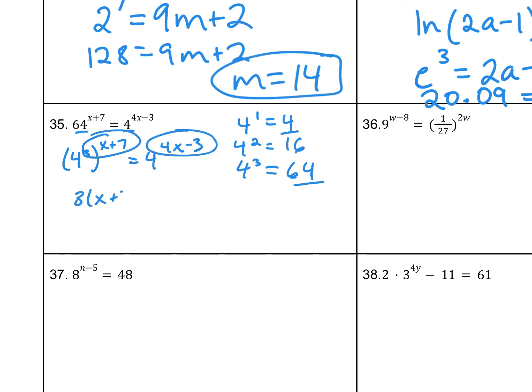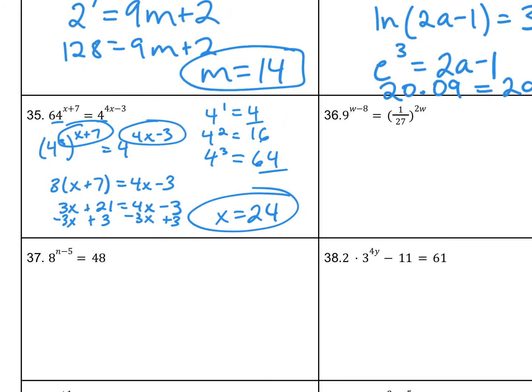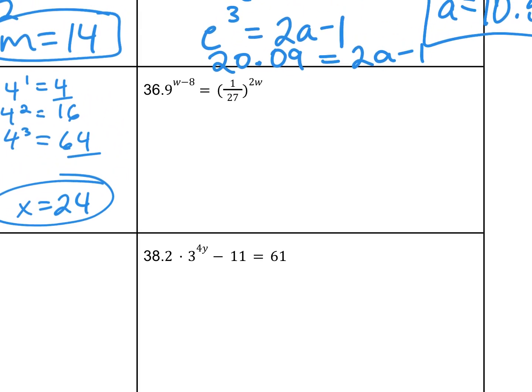So I got 3 times x plus 7 equals 4x minus 3. Distribute. Subtract the 3x over on this side. Add this 3 over, so I get x equals 24. And when I go plug that back in, that works. Cool. Next up, again, don't have the same values.